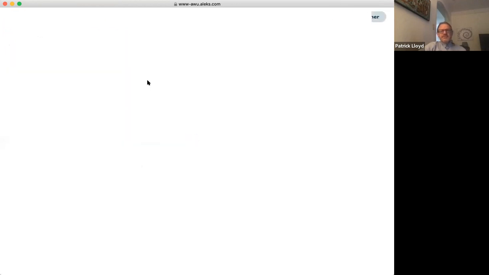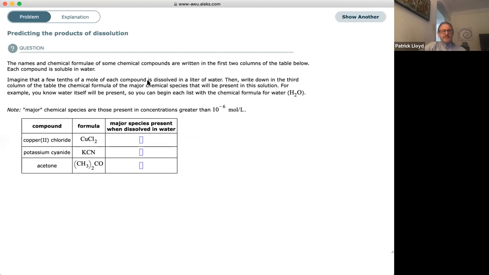I'm just looking to see if there's any that are significantly different. This one right here, well, we already did acetone, right? That's a ketone, that's soluble. So you're just going to have the formula and the formula for water.